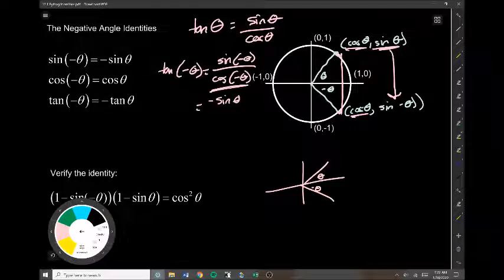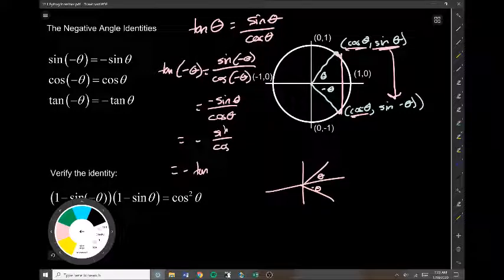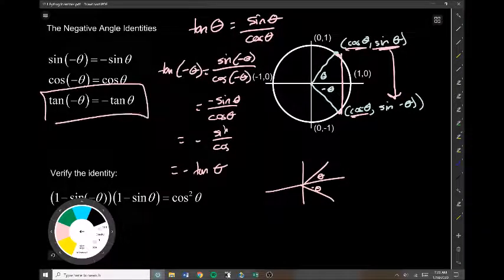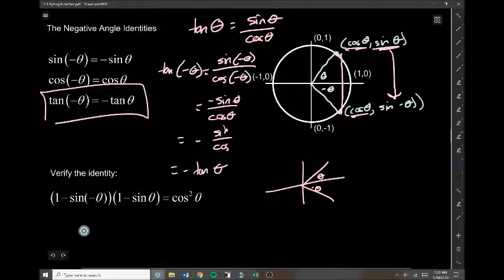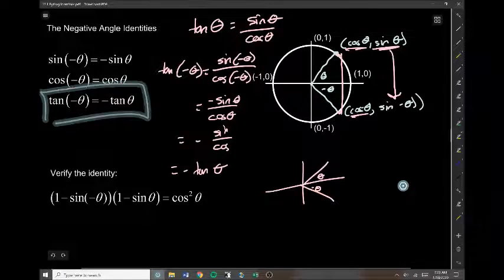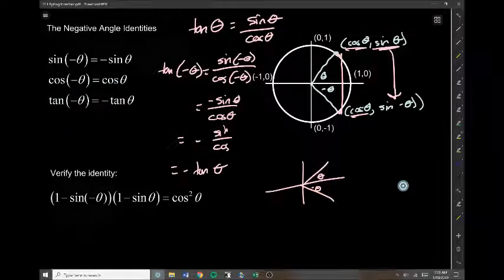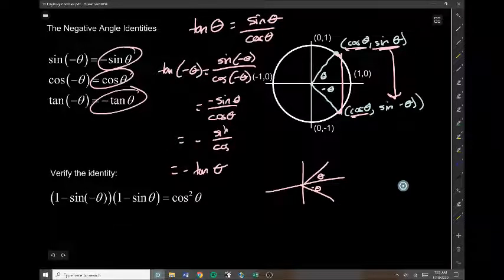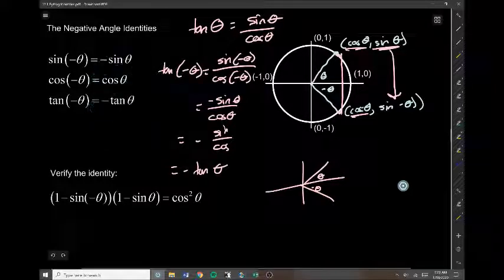The cosine of negative theta we know is just still cosine theta. So this is negative sine over cosine, which is negative tangent theta. That's that identity. It's just about what happens if you reflect an angle. That's all this is saying. Turns out if you reflect an angle, the y value switches, the x value stays the same, so the ratio of y over x, the sine over cosine, also flips to become negative. So I'm going to use that to verify this identity right here.